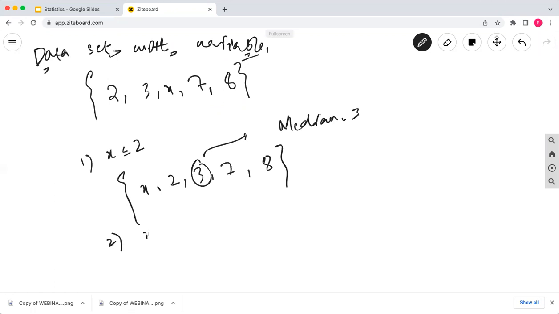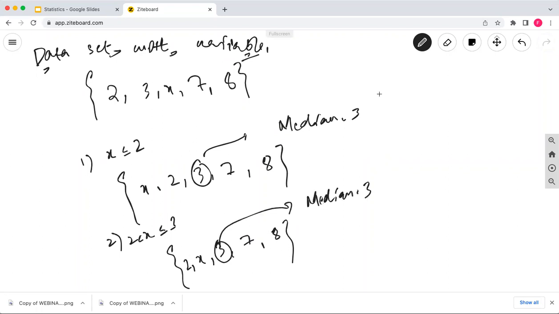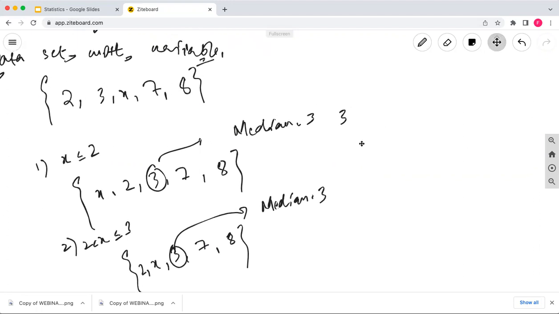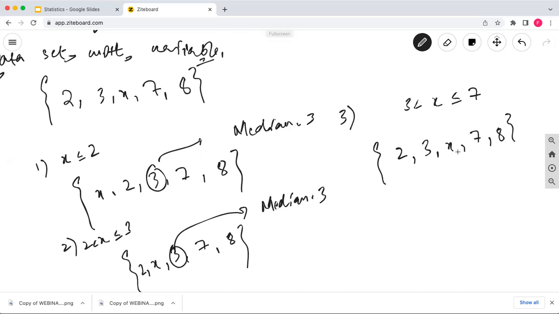In the second scenario, if x is greater than 2 but less than or equal to 3, this will be 2, x, 3, 7, and 8. Again, the median is equal to 3. In the third scenario, if x is greater than 3 but less than or equal to 7, we have 2, 3, x, 7, and 8. In this scenario, the median could be any value greater than 3 but less than or equal to 7, right? Even if it is not mentioned that it is an integer, it could be a fraction, any value, but between 3 and 7 inclusive.